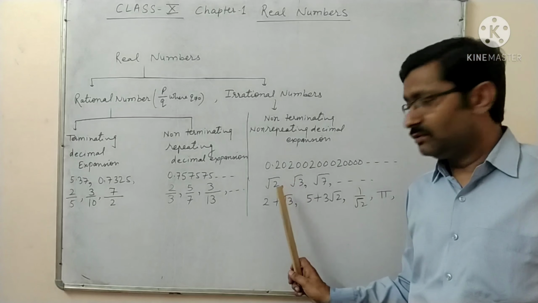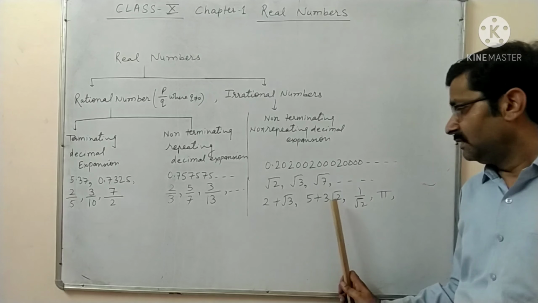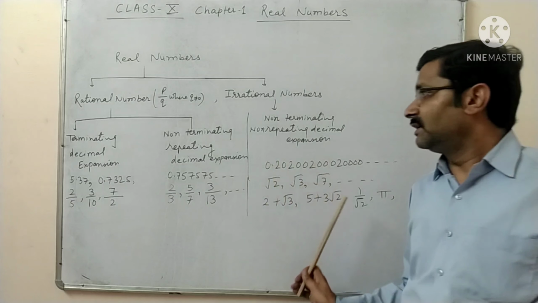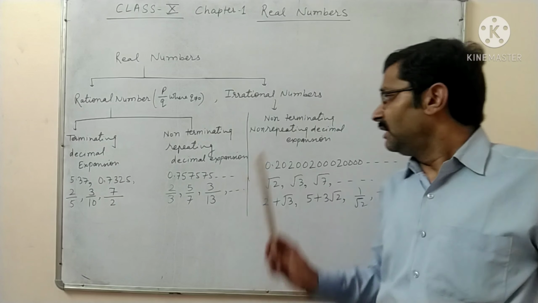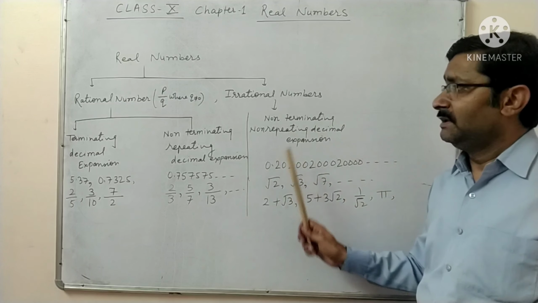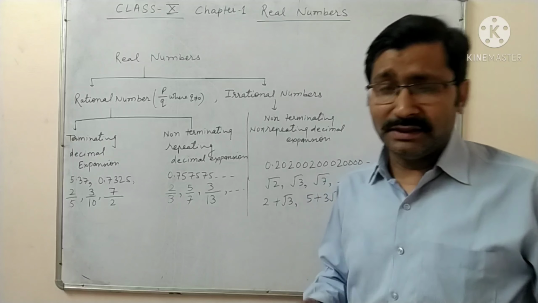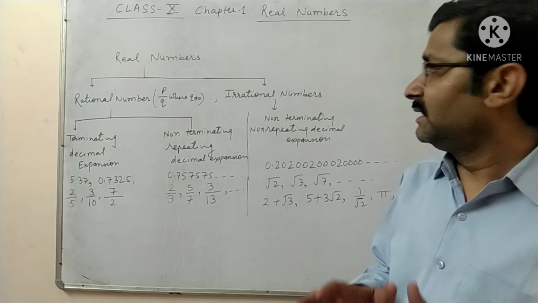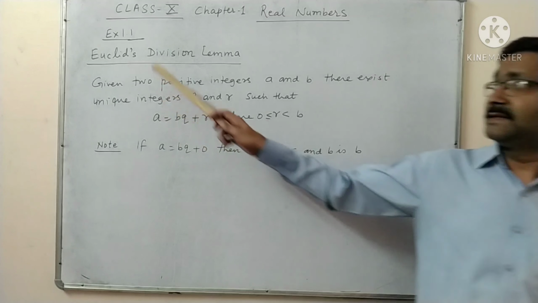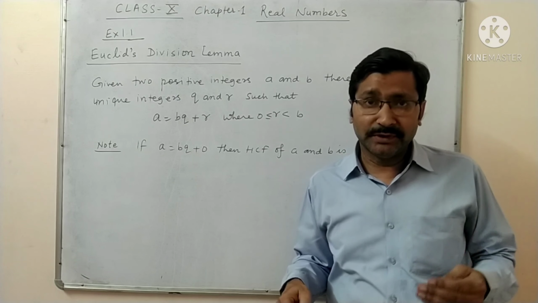Look here, you have root 2, root 3, root 7, 2 plus root 3, 5 plus 3 root 2, 1 upon root 2 and pi. These are all non-terminating non-repeating decimal expansions, and these types of numbers are called irrational numbers. So I think your doubts about rational and irrational numbers are cleared. Do you all understand this? We will do Exercise 1.1 here.